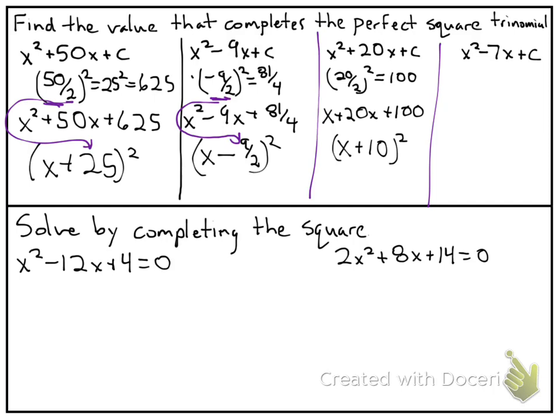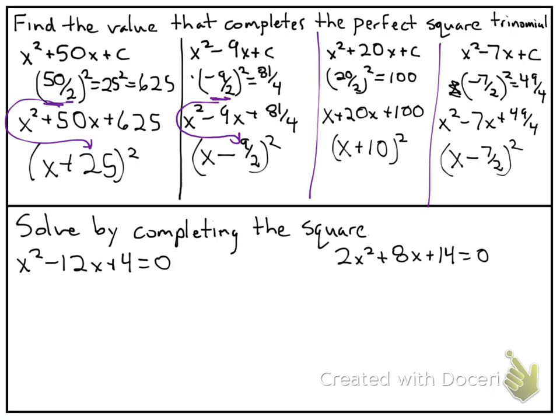Our next one, we're going to do negative 7 over 2 squared, which is 49 over 4. So we get x squared minus 7x plus 49 over 4. But that's a perfect square trinomial. We picked that value so that it becomes the negative 7 over 2 inside the binomial squared. So that's the smaller piece to the bigger process of solving.